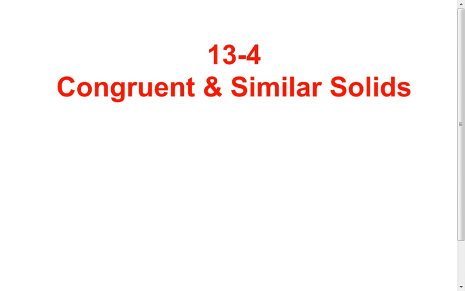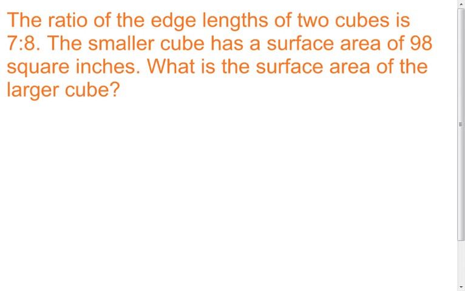In this video I'm going to look at the different examples comparing similar solids and their surface areas, their volumes, and their scale factors or length ratios. So in the first one, notice it's giving us the ratio of the edge lengths of two cubes, and that's 7 to 8. It's going to be an important number to remember.